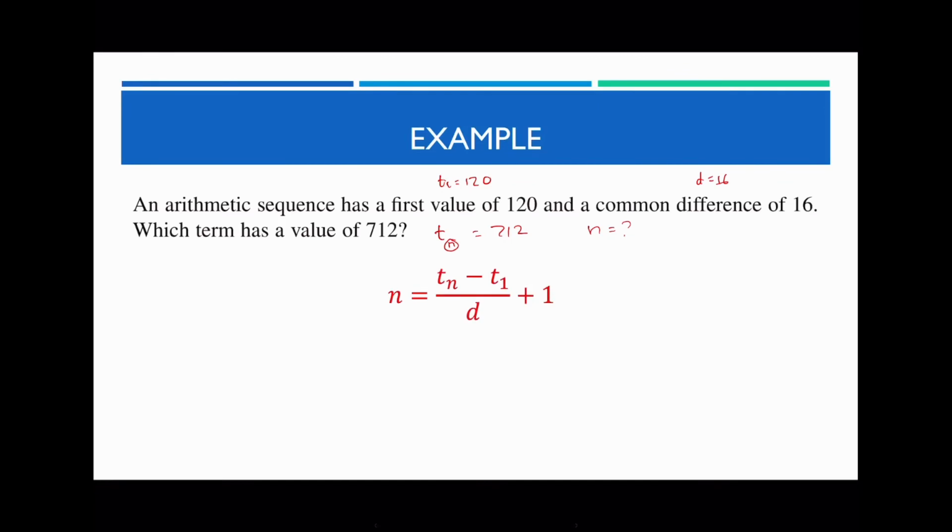You know that Tn is equal to 712. So 712 subtract 120, all divided by 16, plus 1. If you did this correctly inside your calculator, you should get an answer of positive 38. So this means that the 38th number in the sequence will have a value of 712. That's what the question is saying, essentially.